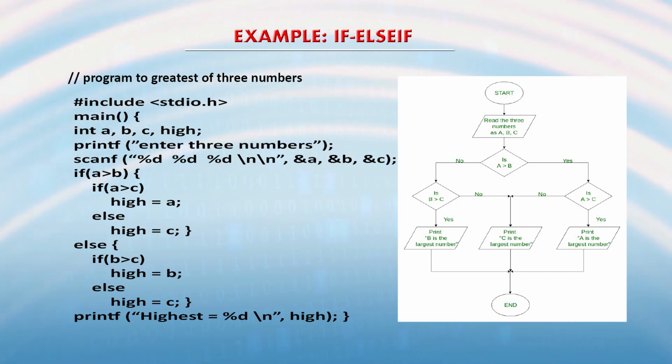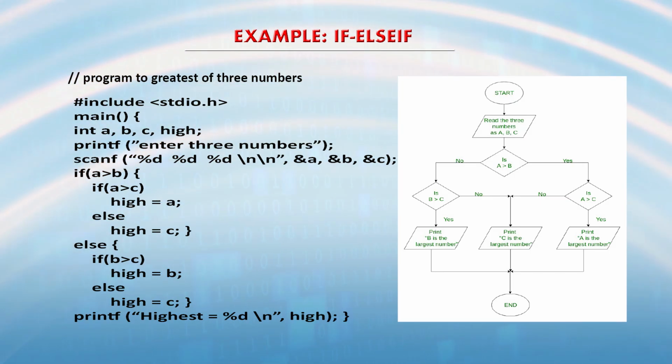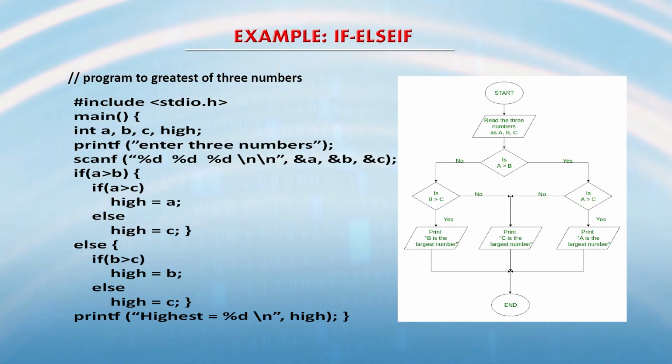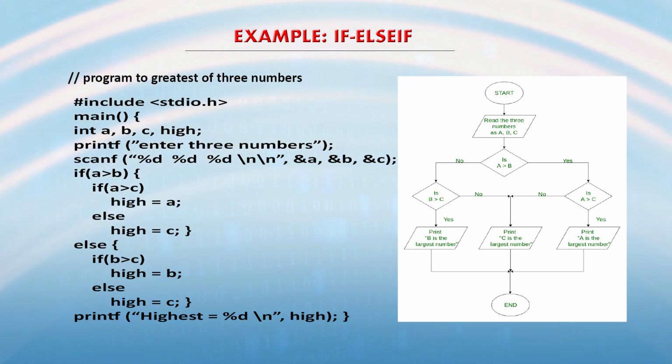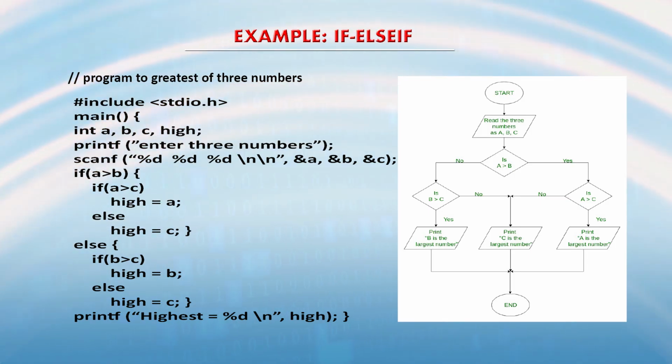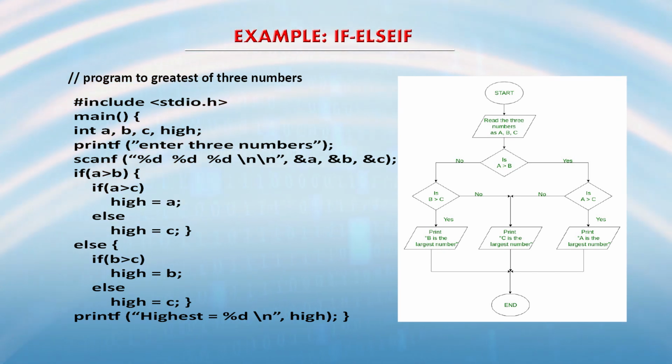Else, if A is greater than B is found to be false, then automatically B is greater than A, and if B is also greater than C, then highest is B, otherwise highest is C.